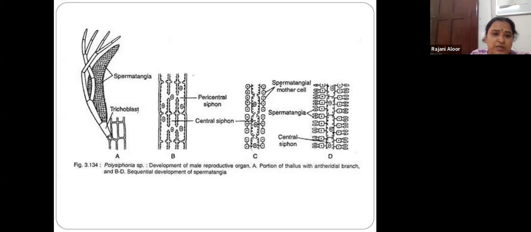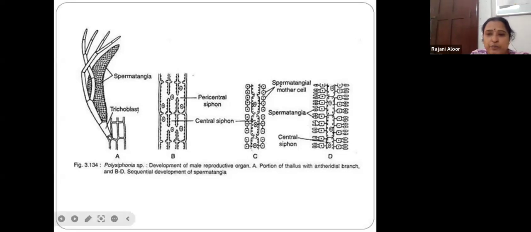During the development of spermatium, all cells except a few basal cells divide periclinally and form pericentral cells. See here, these are all pericentral cells, and the middle one is the central cell. Both are present, and all are uninucleate bodies. Here, a single non-motile male gamete is produced.